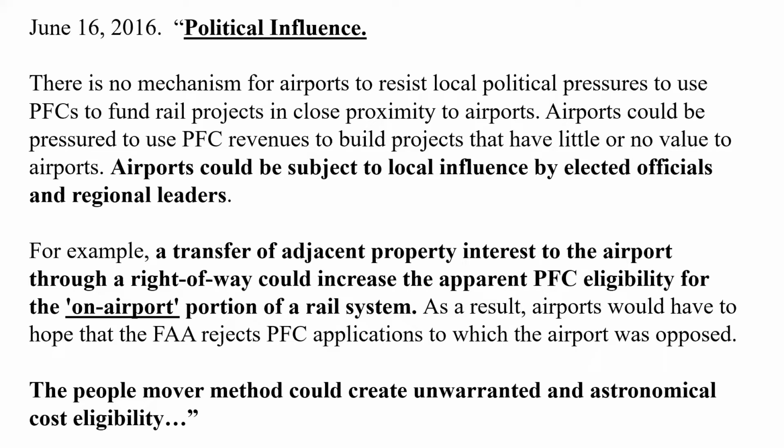For example, a transfer of adjacent property interest in the airport through a right-of-way could increase the apparent PFC eligibility for the on-airport portion of a rail system. As a result, airports would have to hope the FAA rejects PFC applications to which the airport was opposed. The people mover method could create unwarranted and astronomical cost eligibility.